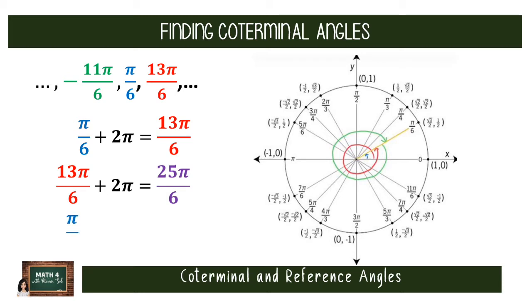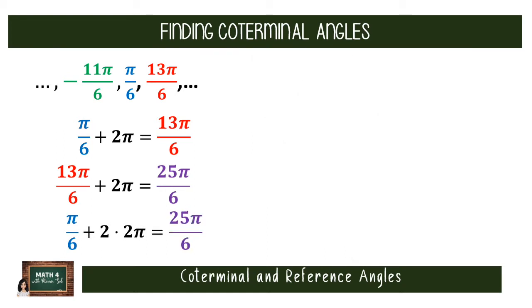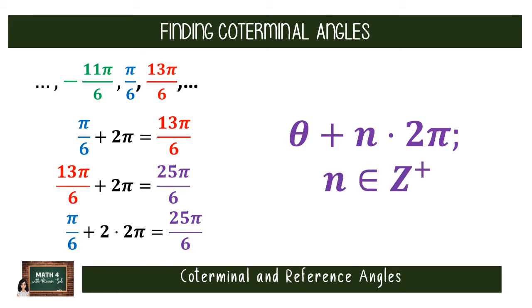This is like saying we add 4 pi to our given angle pi over 6. Did you see the pattern? To obtain the positive angles coterminal with a given angle, we have to add multiples of 2 pi to it. In notation, that is the given angle theta plus n times 2 pi, where n is an element of the positive integers. But can we also find a pattern for obtaining negative angles coterminal with a given angle?